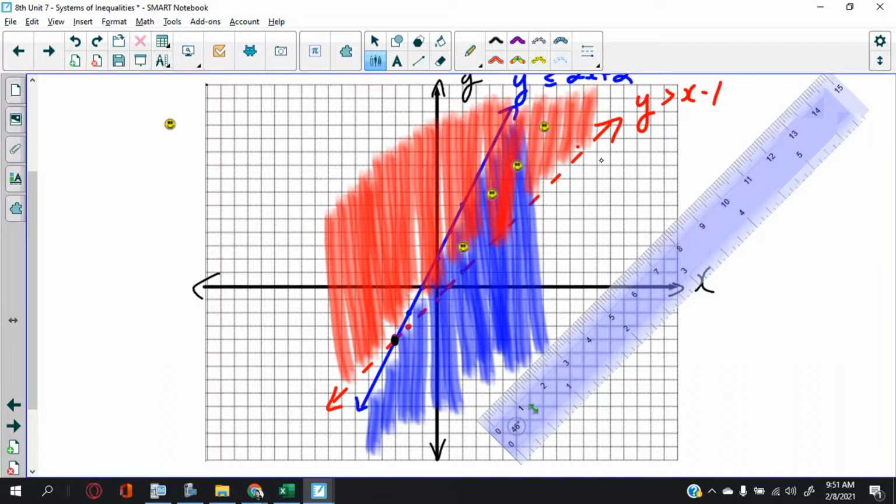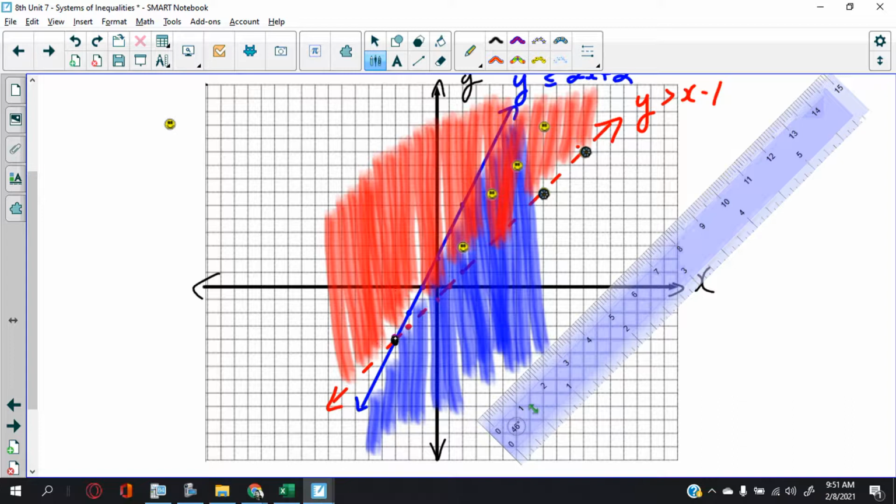Now let me ask you guys this. Right here, right on the dotted red line, is that part of the solution? No, it's not, because the line is dotted. You can't include any of the answers on the line. So similarly, this is not part of the solution. I should use a different marker. Let's use flowers, okay? So this is not part of the solution. This is not part of the solution.